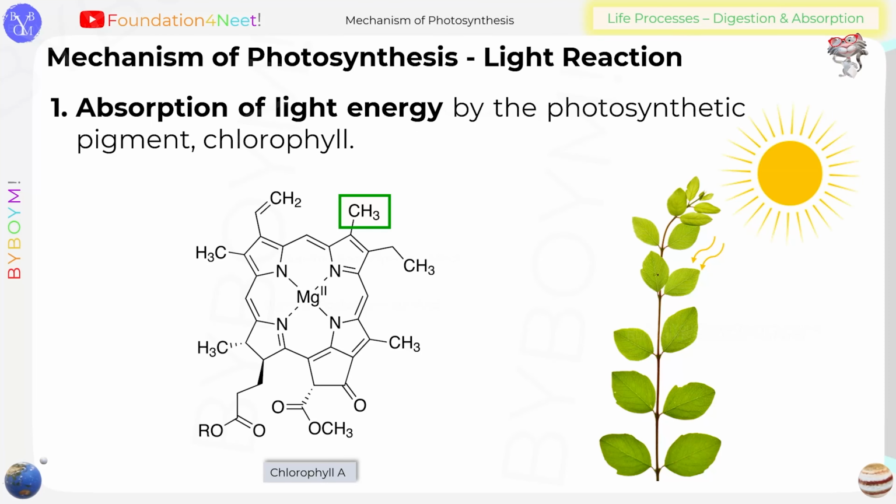But who absorbs the light energy? The light energy is absorbed by the photosynthetic pigment, that is chlorophyll. Chlorophyll is present in the thylakoid membrane. You need to know that there is more than one type of chlorophyll, and chlorophyll A is the main pigment that is responsible for the absorption of light energy.